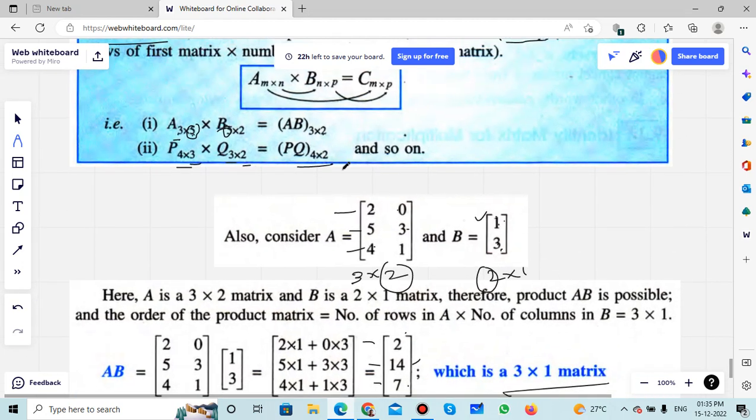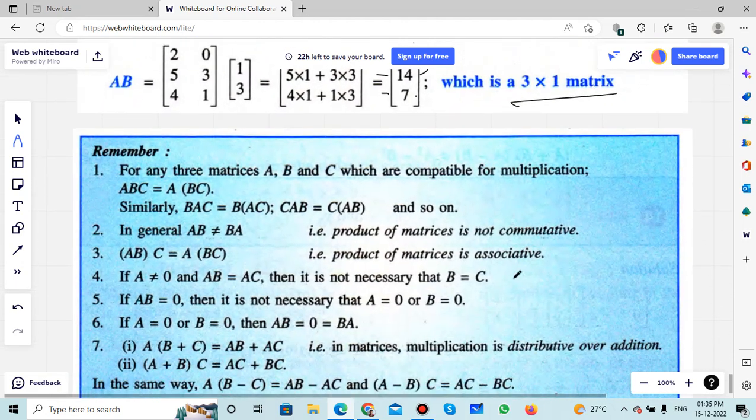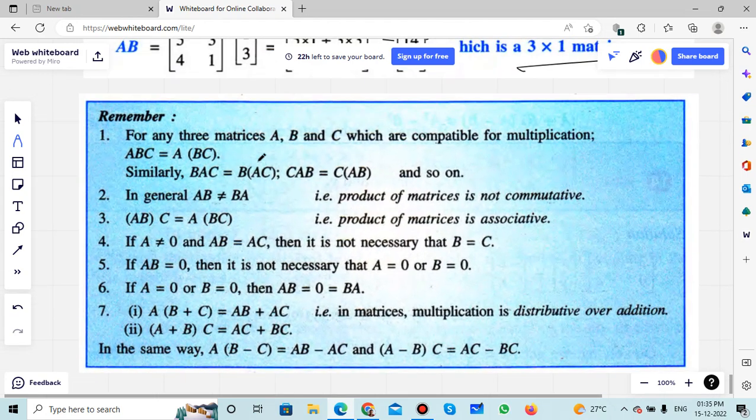So remember, this is what they have proved here. For any 3 matrices A, B, and C that are compatible with multiplication, A into B into C is equal to A into B into C, grouped either way. So we can first multiply B into C, and then whatever comes, multiply with A. Similarly for BAC, you multiply AC first, and then whatever comes you multiply with B. Or for CAB, you multiply A and B first, and then whatever matrix you get you multiply with C, and so on.